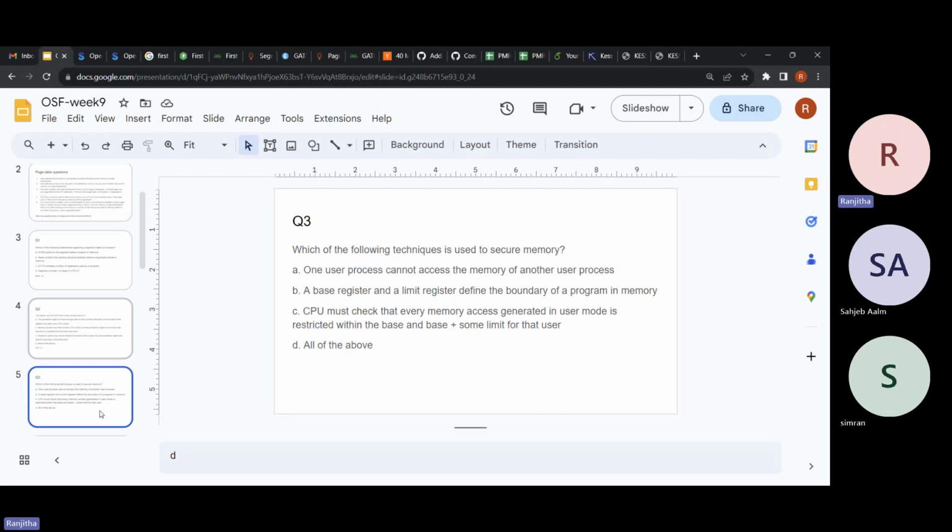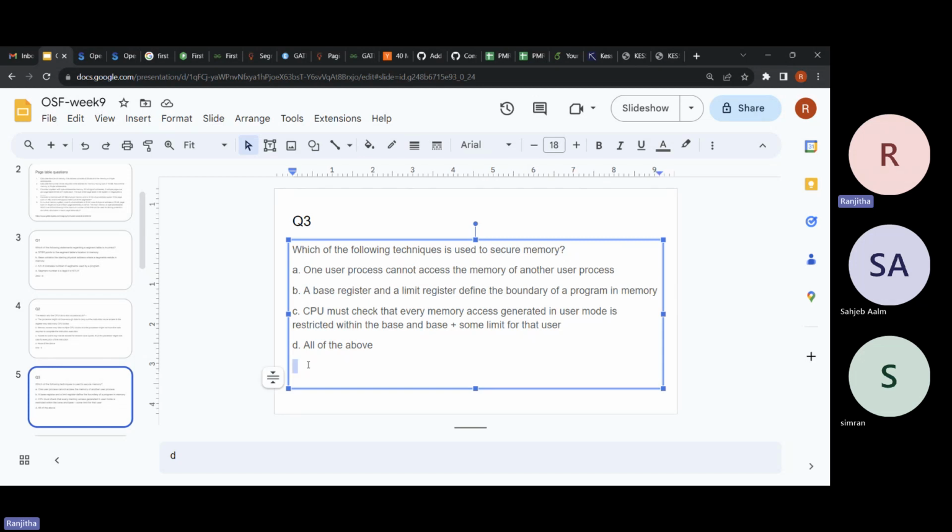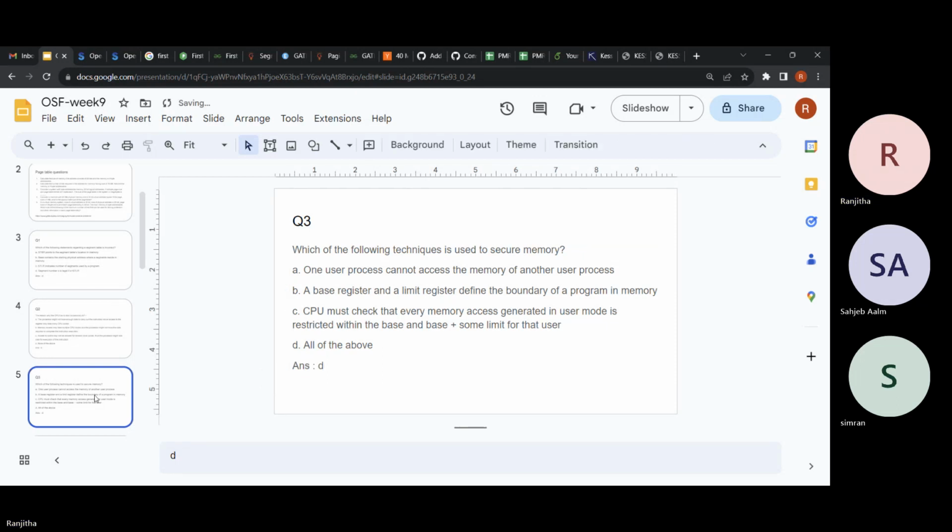So all of these are used to ensure security, like memory of another process is not accessed by another process. So all these techniques are used, and the answer is all of the above.